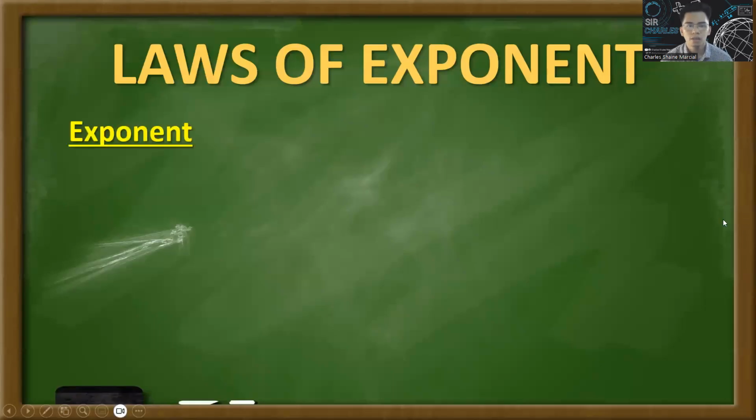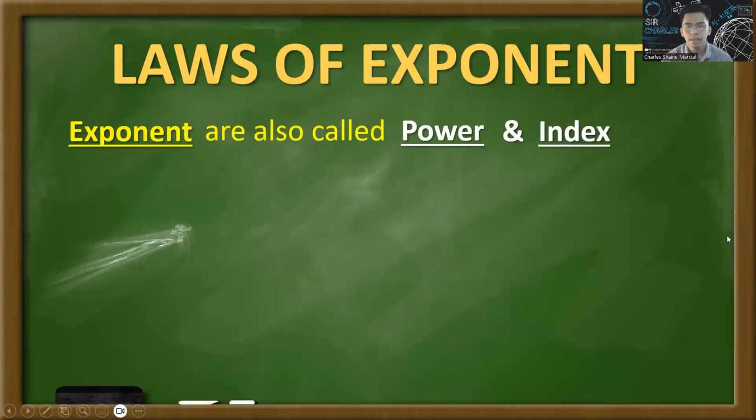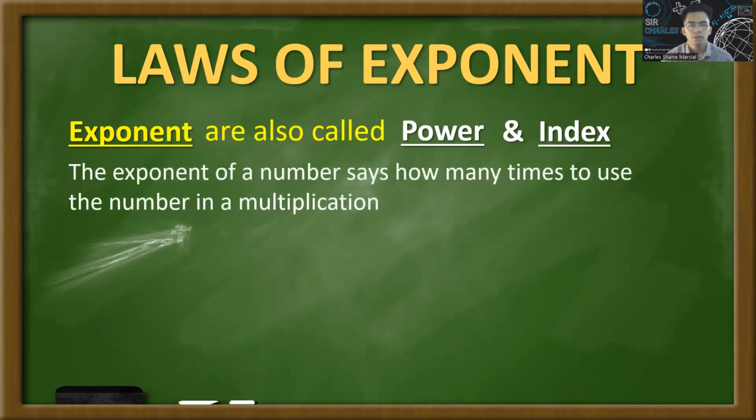Alright, so when we say laws of exponent, yung exponent po natin are also called power and index. Okay? When you hear the word power or index, it's just an exponent. So the exponent of a number says how many times to use the number in a multiplication, or how many times to use the number being multiplied.